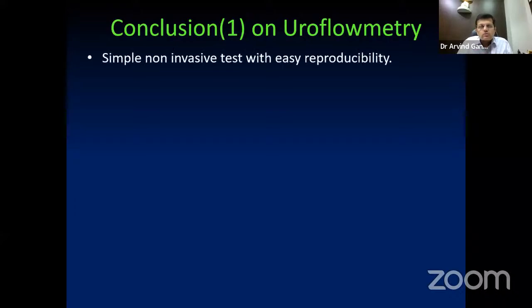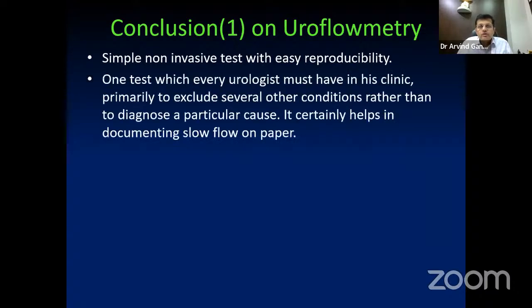So having said this, without confusing you further and putting forth what I want to say, I would like to have these 6 conclusions for uroflowmetry and the next set of conclusions for invasive urodynamics. So conclusion number 1 for uroflowmetry is it is a simple non-invasive test with easy reproducibility. So it should be done in almost all patients with lower urinary tract symptoms. It is one test which every urologist must have in his clinic, primarily to exclude several other conditions rather than to diagnose a particular cause. So just for the sake of exclusion of many conditions, you should have this test done.